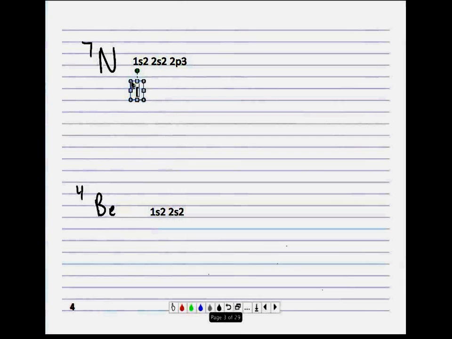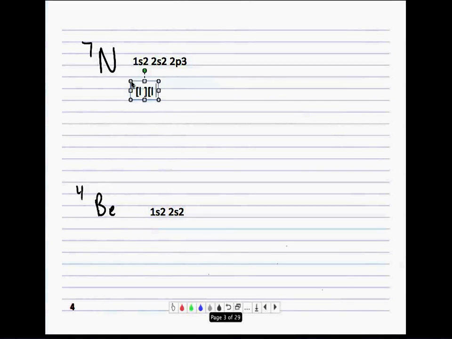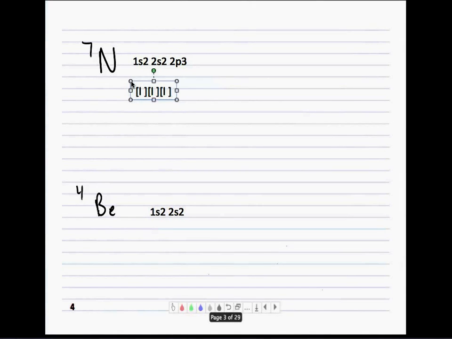Now, if I write the box notation for nitrogen, according to Hund's rule, I put those electrons each in a box, each in an orbital, and they're going to have the same spin, parallel to each other. Now, a material that has unpaired electrons, which is the case here, where we have 3 unpaired electrons, is paramagnetic.